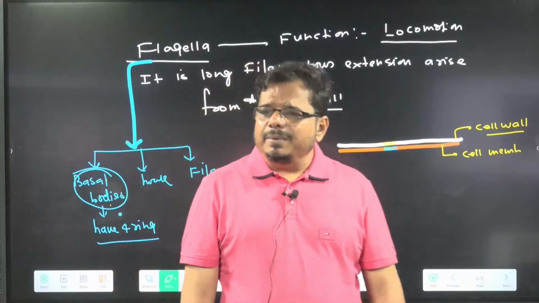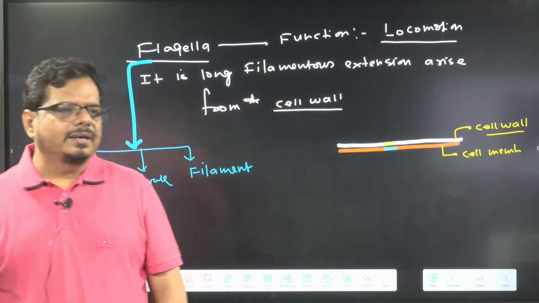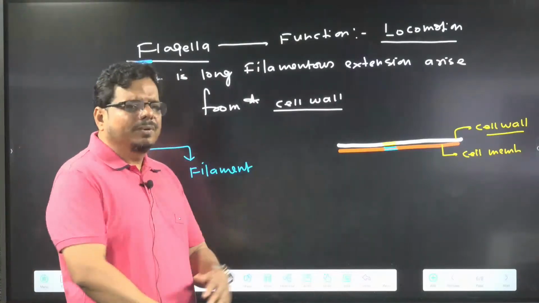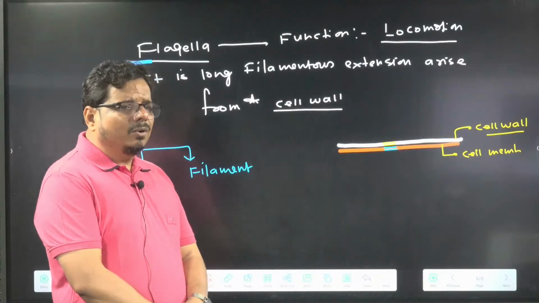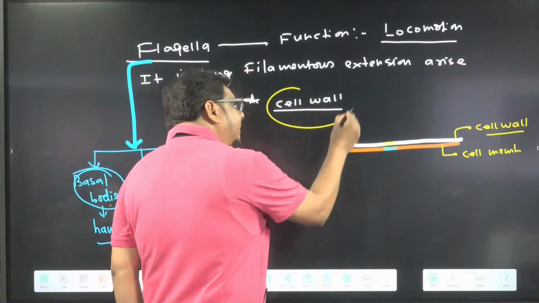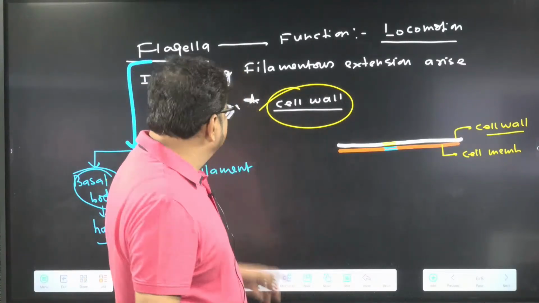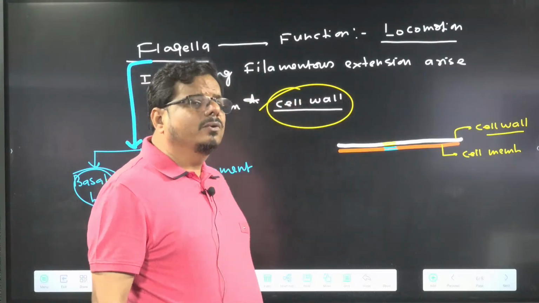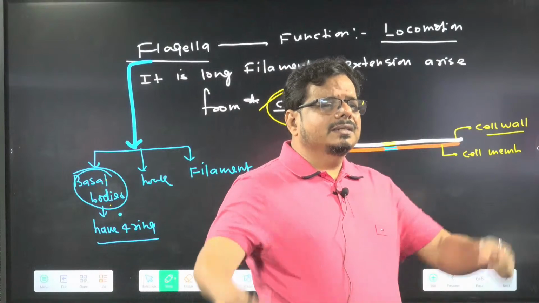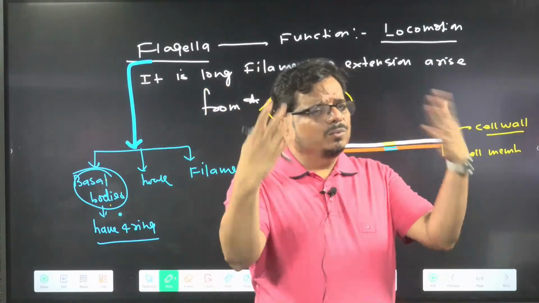It is not correct to say it is embedded only in the cell wall, it is partially embedded in the cell wall. I am not telling you the detail of it. Getting the things? I don't want to confuse you unnecessarily, but if it comes in NEET, flagella in prokaryotic cell arise from, the answer is cell wall only. What is the thumb rule? Even if NCERT is wrong, we have to follow it.